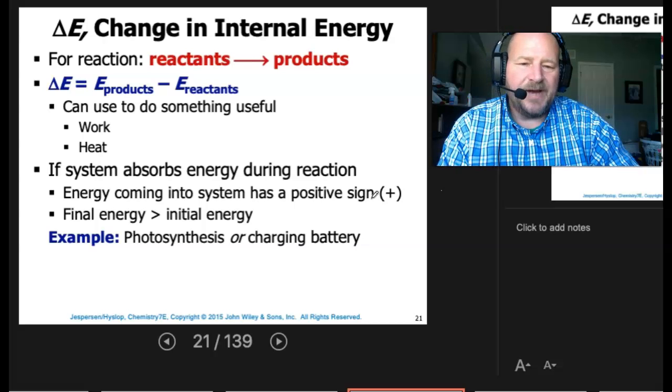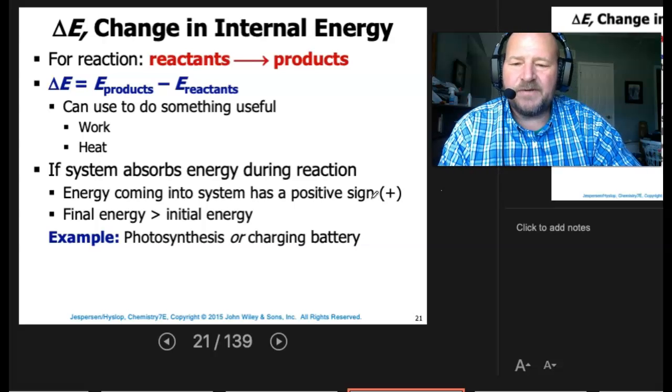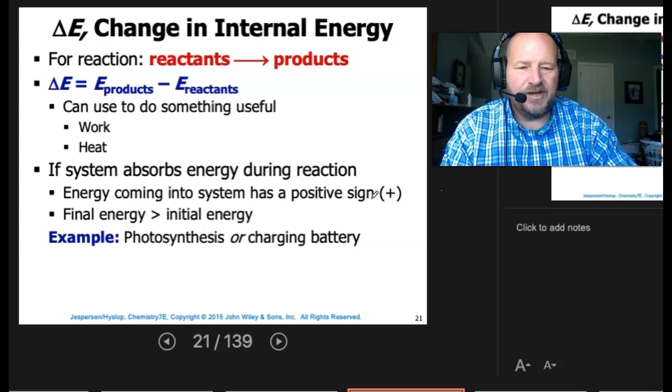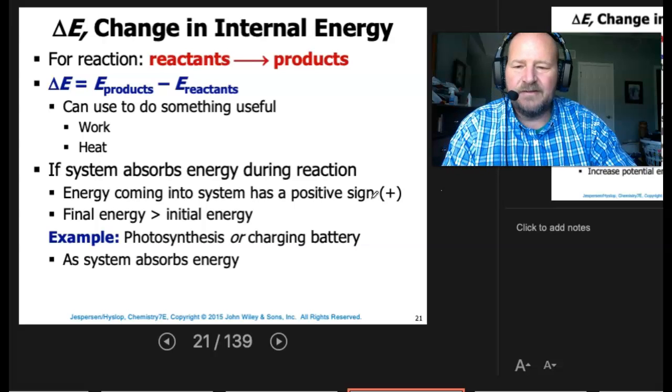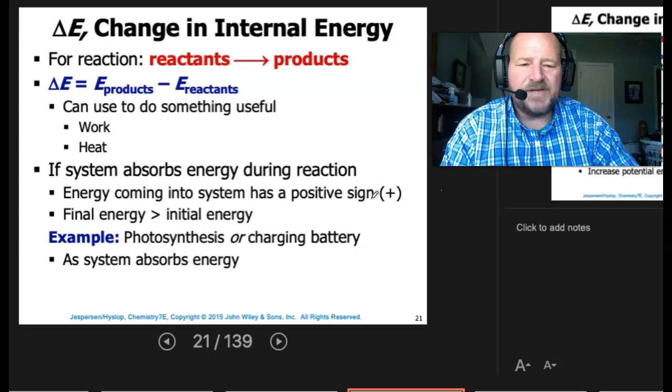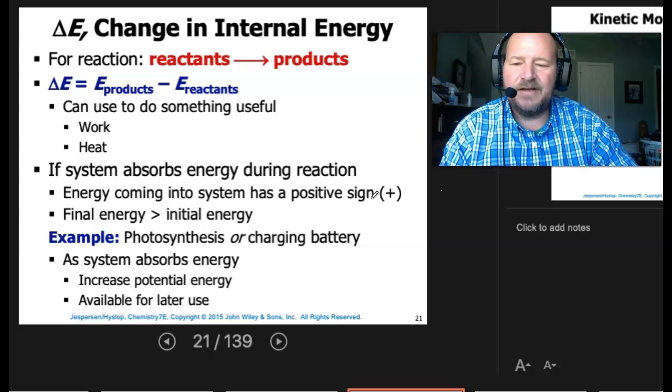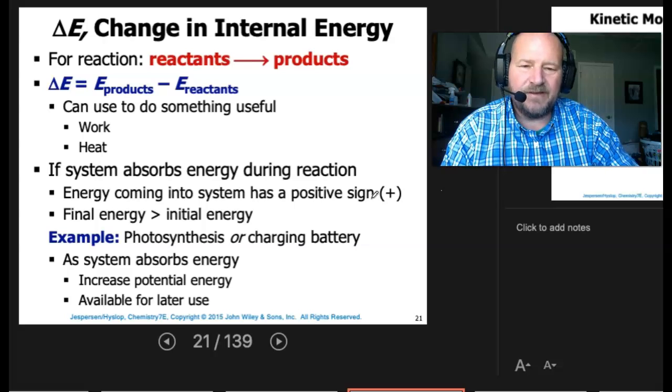Photosynthesis or charging a battery would be this process. So if I need to charge my cell phone, that's what I'm going to be doing, right? The final energy is going to be greater than the initial energy, and I'm going to see that in my battery. So as the system absorbs energy, we're increasing our potential energy. And of course, in terms of our cell phone, that means we'll be able to use it later because it still has a charge.